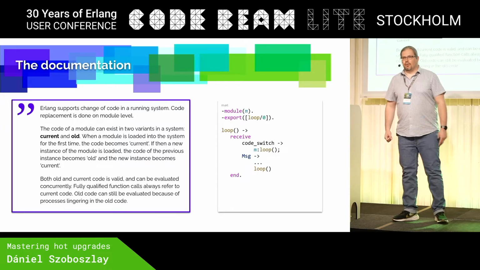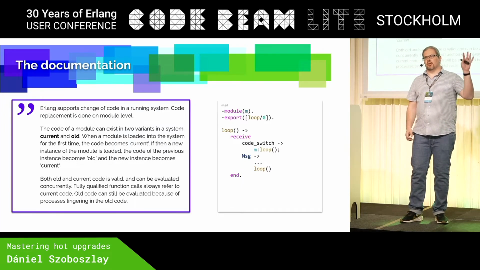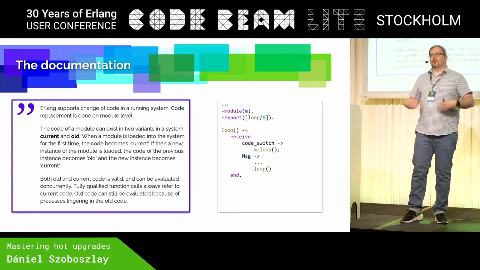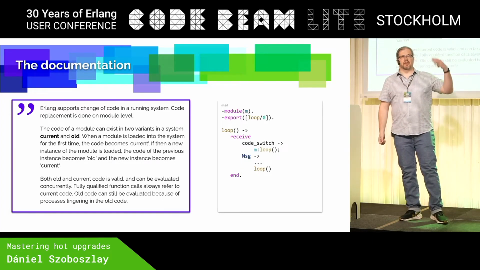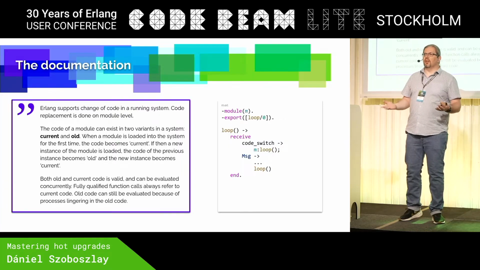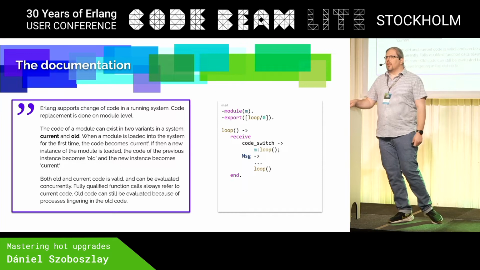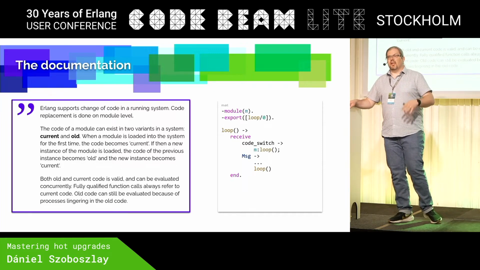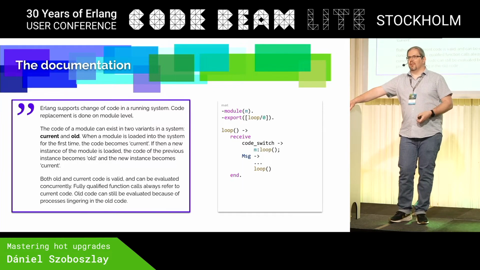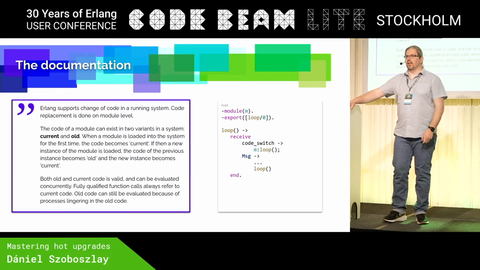Every module can have 2 versions of its code loaded at the same time, a new one and an old one. Whenever you do a fully qualified function call, you end up executing the new one. And if you do a local function call, you keep executing in whichever version you have been in already. Nice and easy, but I think not all the implications are immediately obvious, so let's see some specific examples.